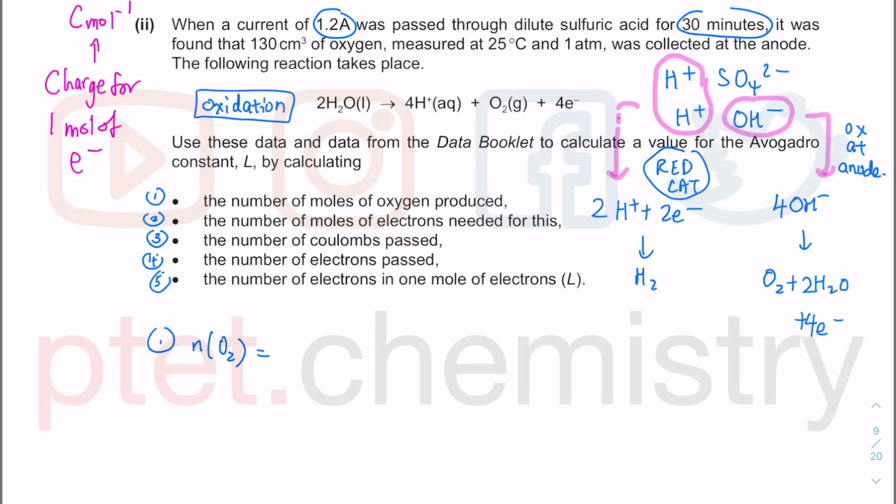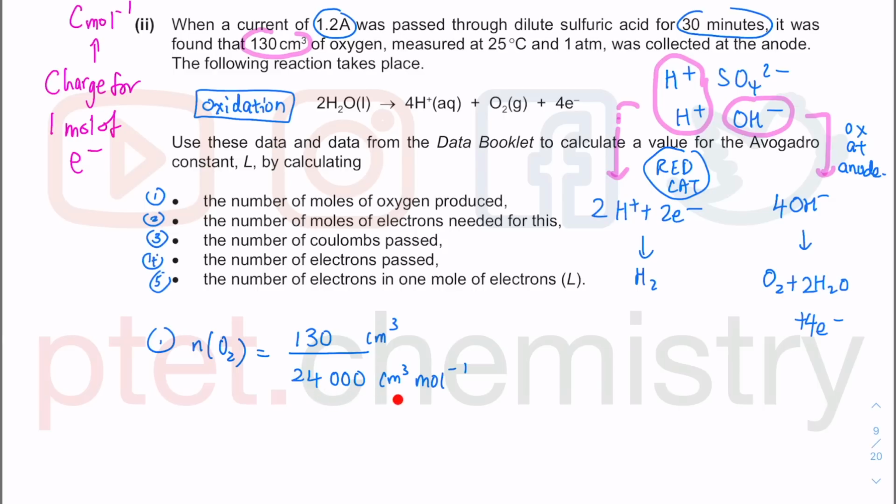Oxygen is a gas, and I get 130 cm cubed there. So this is the gas volume, and this has to be divided by 24,000. Something is definitely wrong with this thing here. So 130 divided by 24,000, and this is cm cube, and this is cm cube per mole. We know that in the periodic table at the bottom, it's given as 24.0 dm cube per mole.